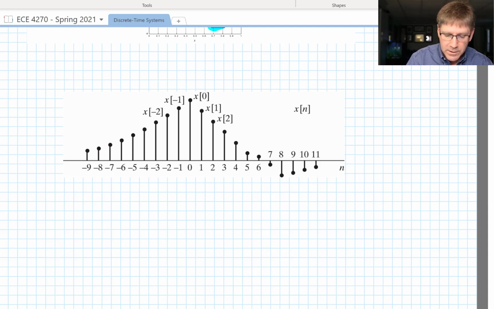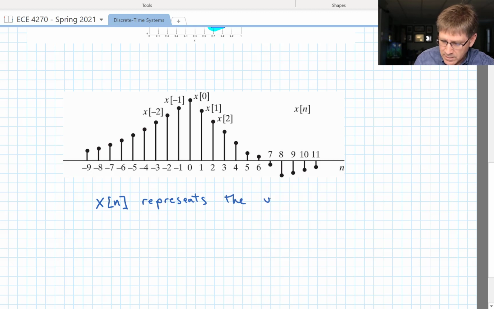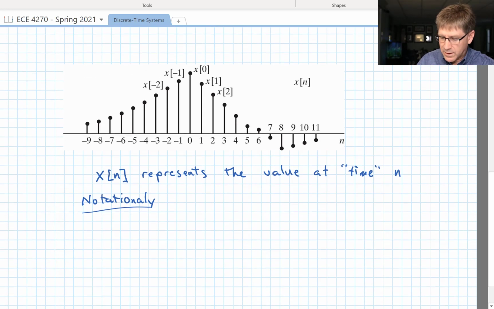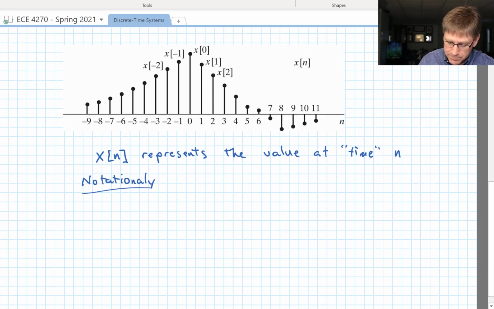So here's an example blown up of a signal that we might use. In this case, x of n represents the value of a signal at time n. And I'll put time in quotes because unless you sample 1 time per second, time n is not really a time.